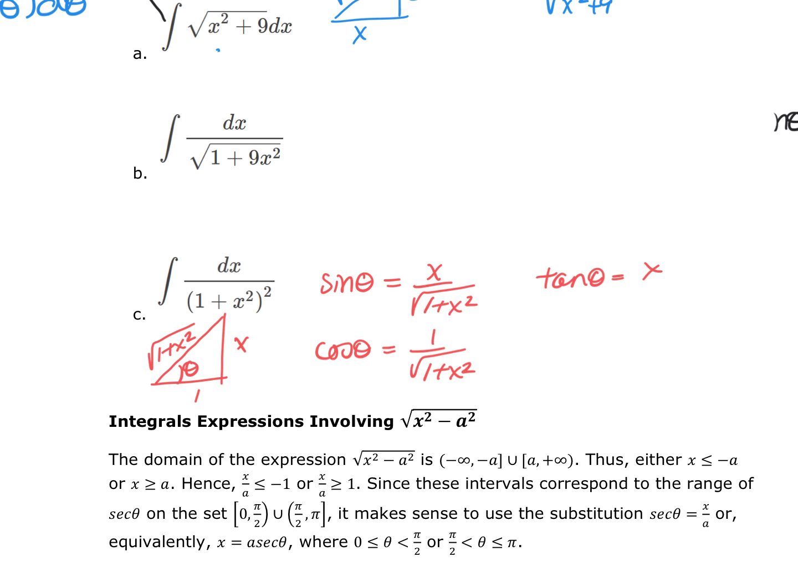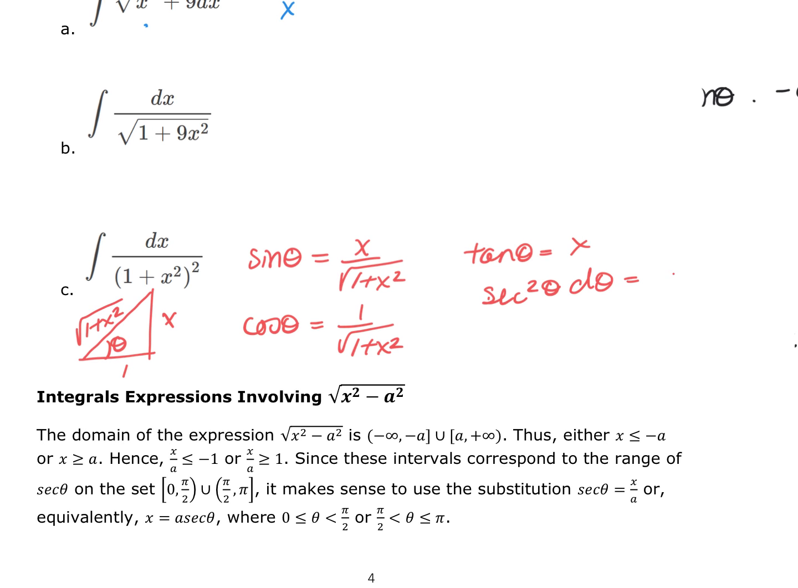I'm going to take the derivative of both sides. The derivative of tangent is the secant squared of theta, d theta, is equal to dx. So this gets replaced with the secant squared of theta, d theta.